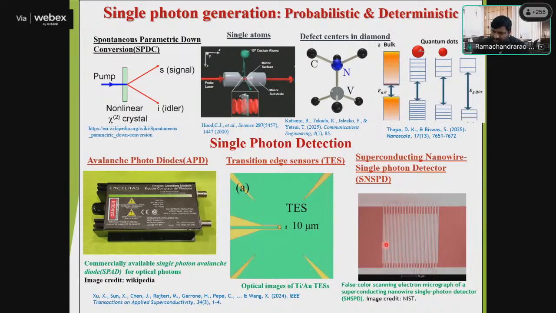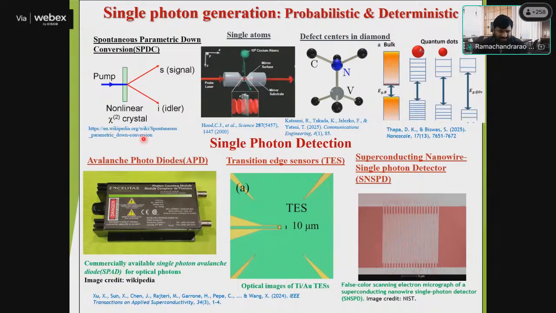When a photon comes, it creates a Cooper pair, because it's superconducting based, and the nanowires are there all the way. When a photon hits, it generates a Cooper pair, and due to the Cooper pair you will see some small current flowing through the circuit. This is how the detectors have been established.